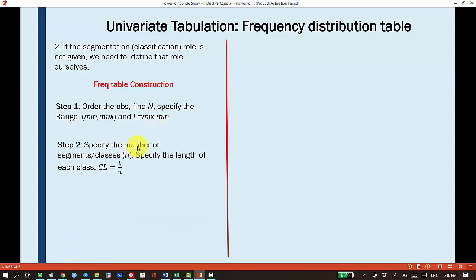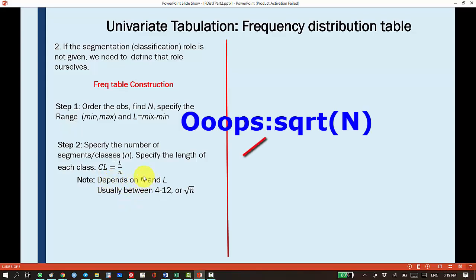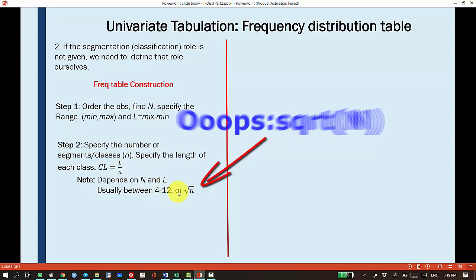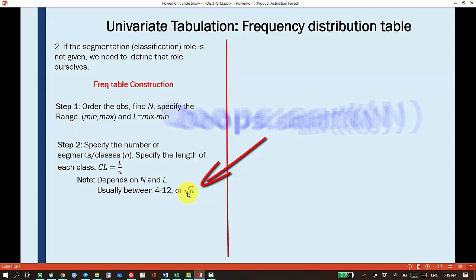In step 2, we have to specify the number of segments or the number of classes, which we show by the small letter n, and specify the length of each class, which is L, the length of the range divided by n, the total number of classes. Remember that depending on capital N, the total number of observations, and the length of the range, usually the number of classes, small n, is between 4 to 12, or we can find it by the square root of capital N.